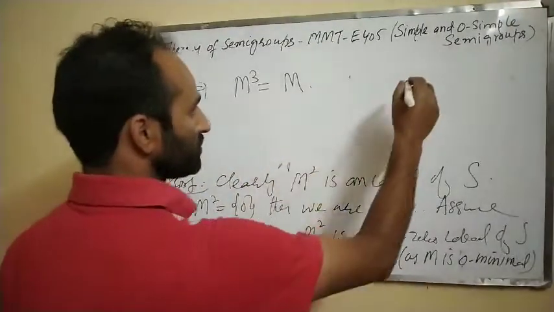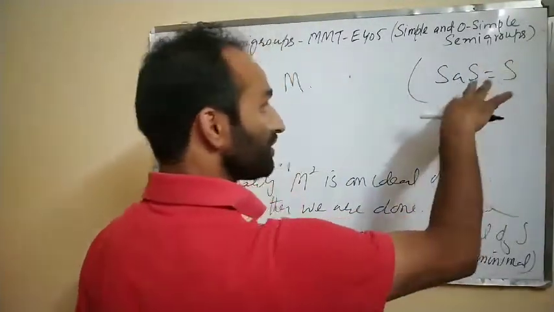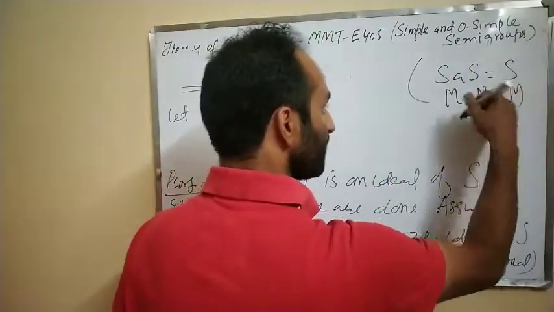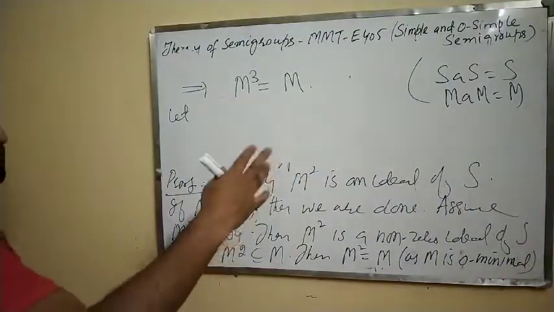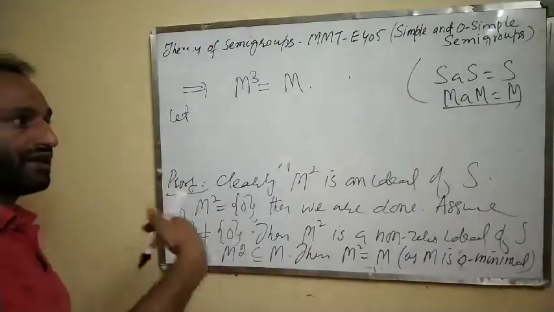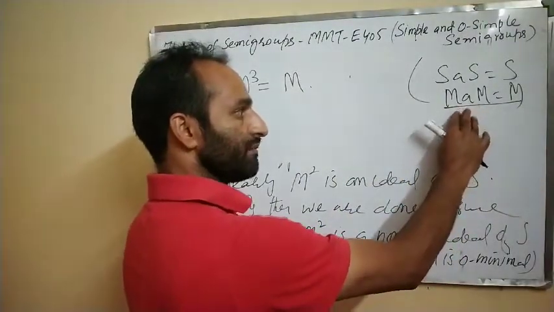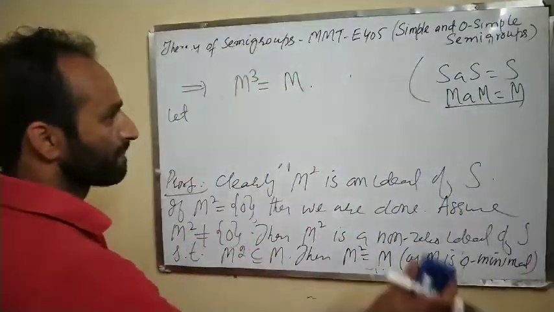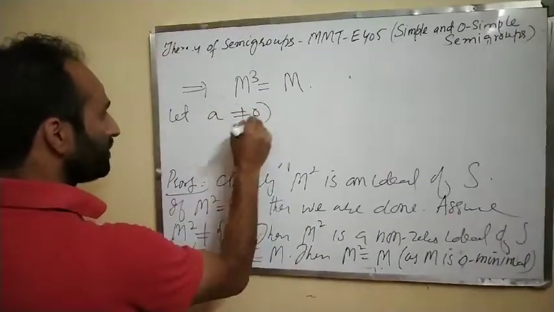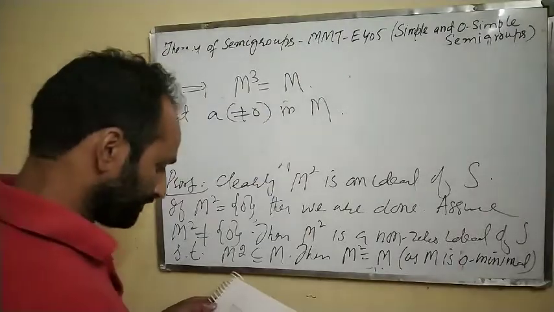Now let's choose any non-zero element. We have to show that M is zero simple. We use the previous theorem: S is zero simple if and only if S equals S1 a S1 for every non-zero element a in S. So here we show that M equals M1 a M1 for every non-zero element a in M. If we prove this, then we can apply the previous theorem and say that M is actually a zero simple semigroup. So let's choose any non-zero element. Let a be not equal to 0 in M.